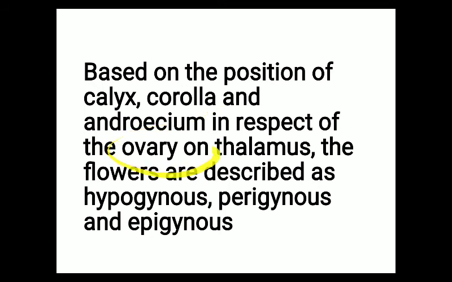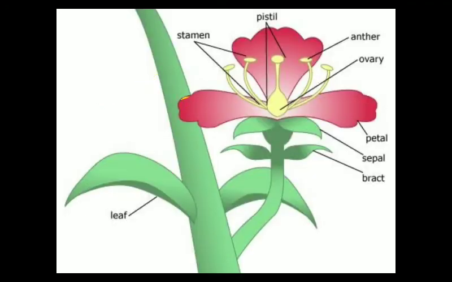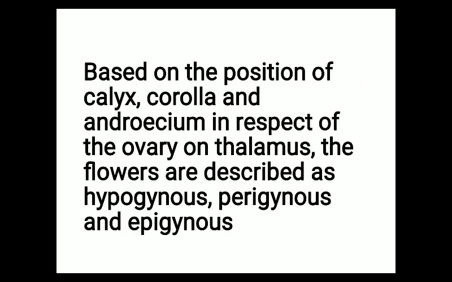Means, what is the position of calyx, corolla and androecium with respect to the ovary. So flowers can be divided into 3 different types: hypogynous flower, perigynous flower and epigynous flower. This is the most important categorization of flowers. Usually a question comes in the exam from here: what are the different types of flowers on the basis of the position of calyx, corolla and androecium in respect of the ovary on the thalamus.